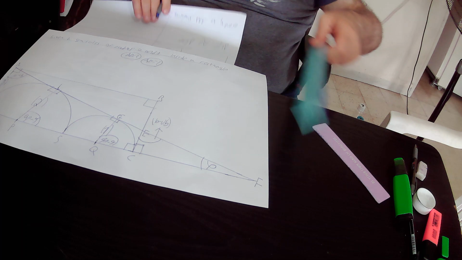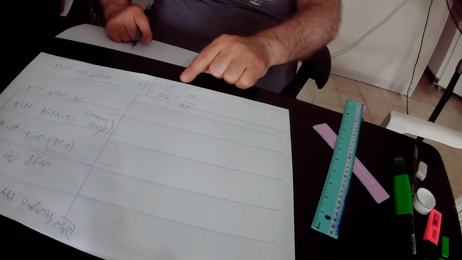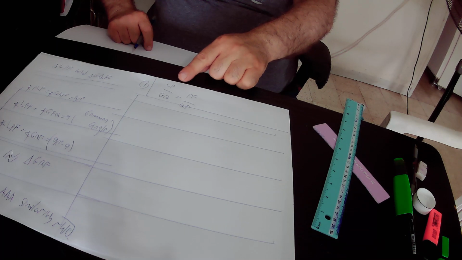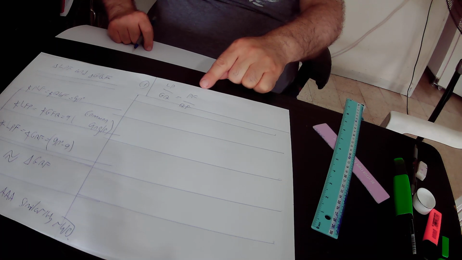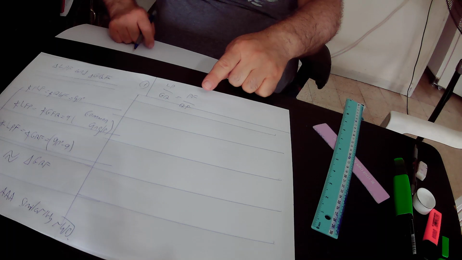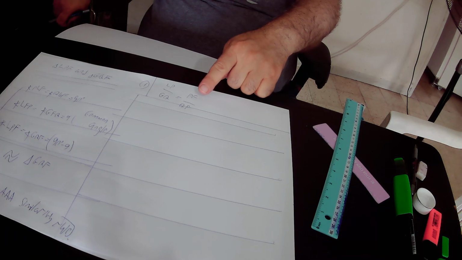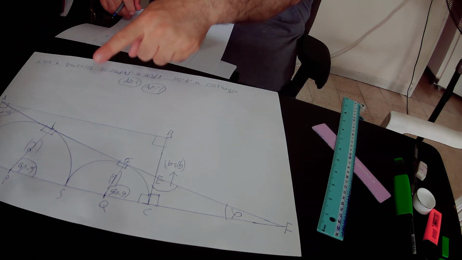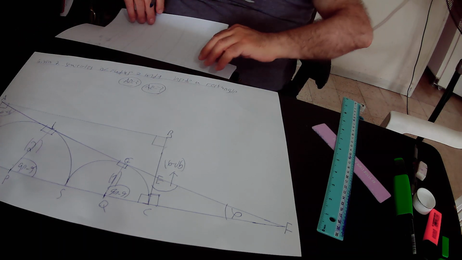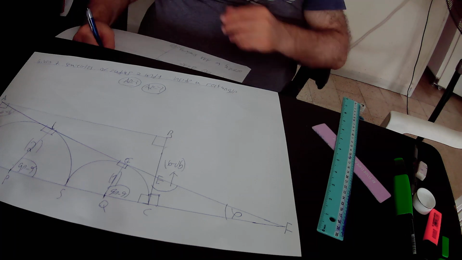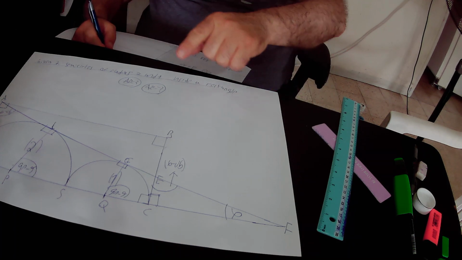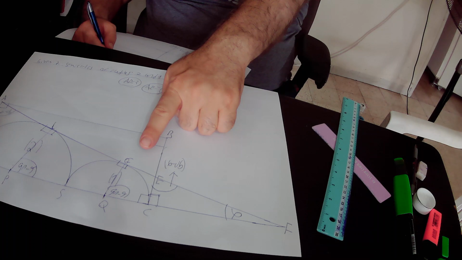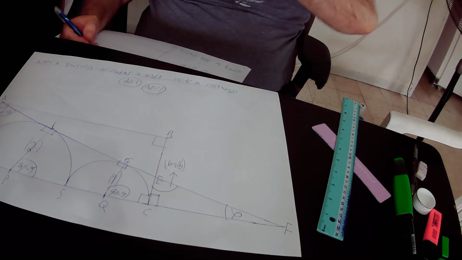Actually, we found out that side LP in the big triangle over side GQ in the small triangle equals side PF in the big triangle over side QF in the small triangle. LP is the radius of the big semicircle, that is 2, over GQ. GQ is the radius of the small semicircle, that is 1, equals PF over QF.